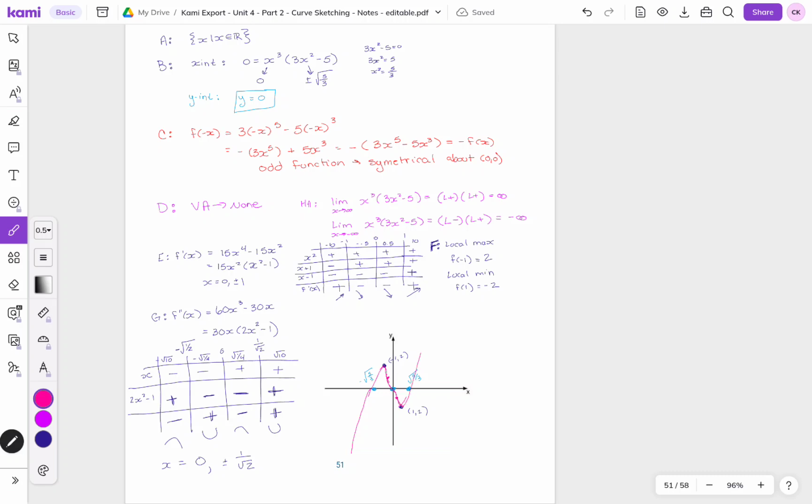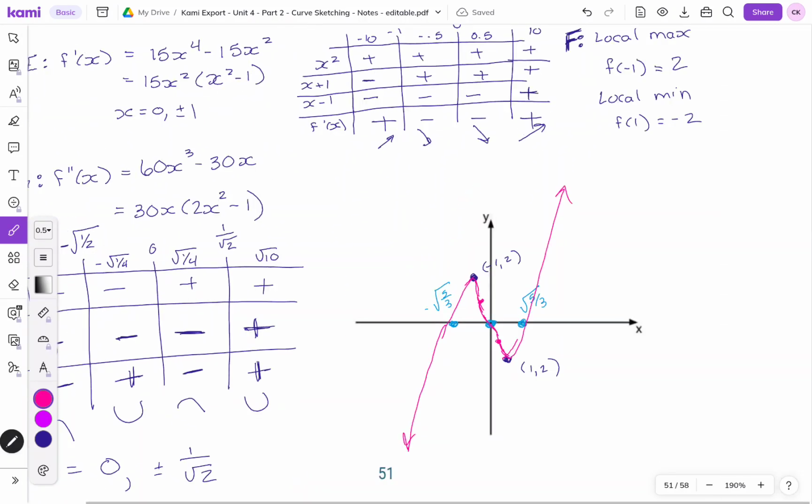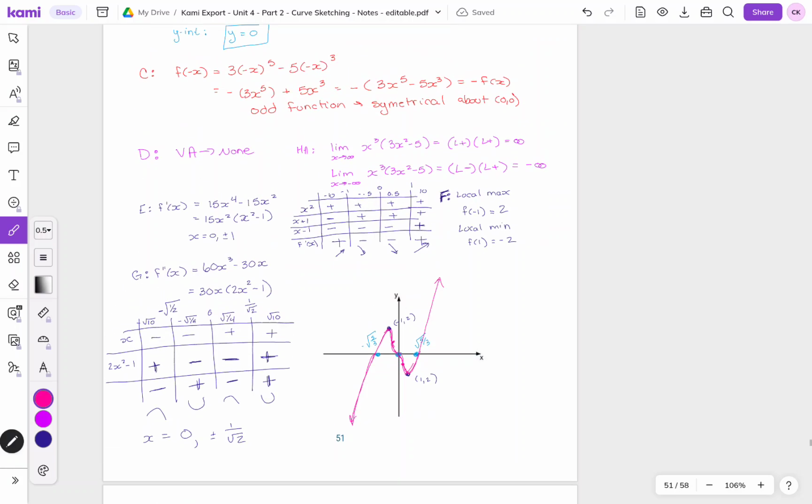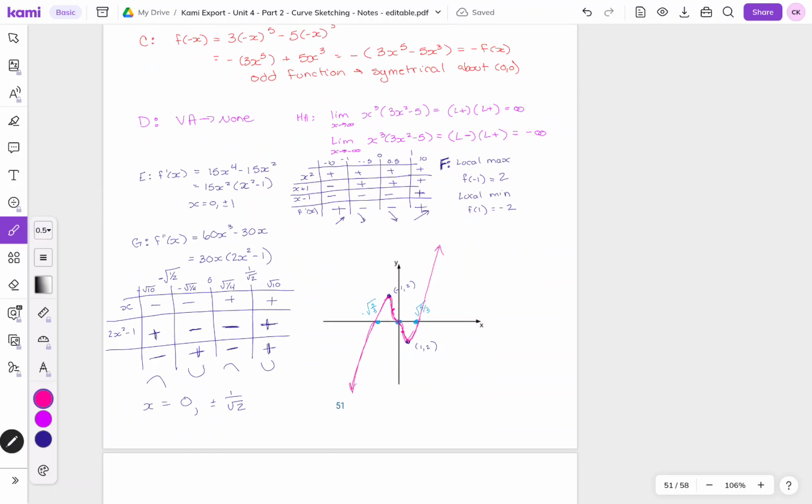Then I start increasing again. So you can see I have that symmetry about the origin. Again, my graph's a little too smooshy, but you can see I'm concave down, switch to up, switch to down, back up to up. And there we have it. There's our curve sketching. You can find the exact value of y if you wish by putting this back into our original function. But for this one, we didn't have to worry about that too much.